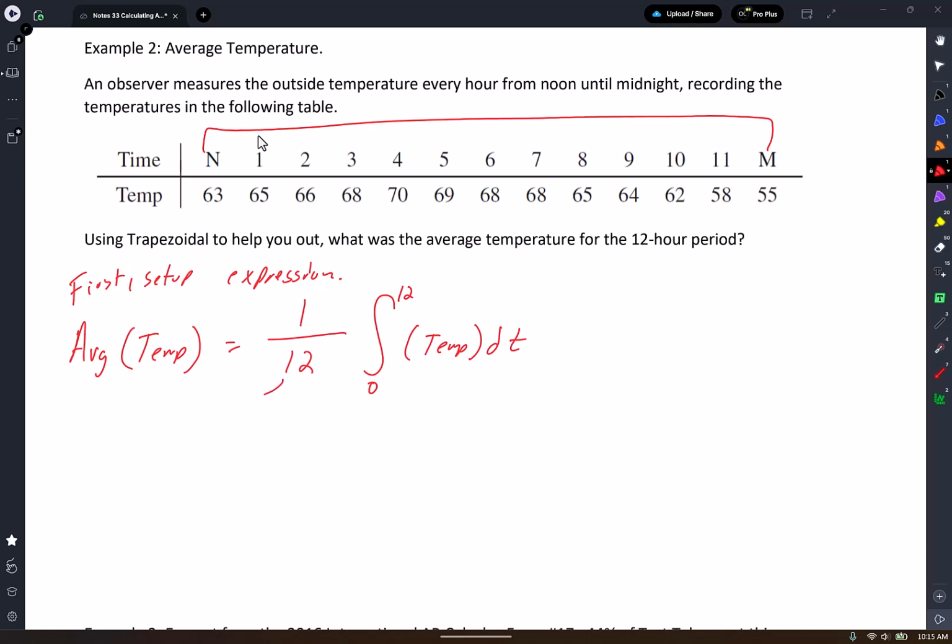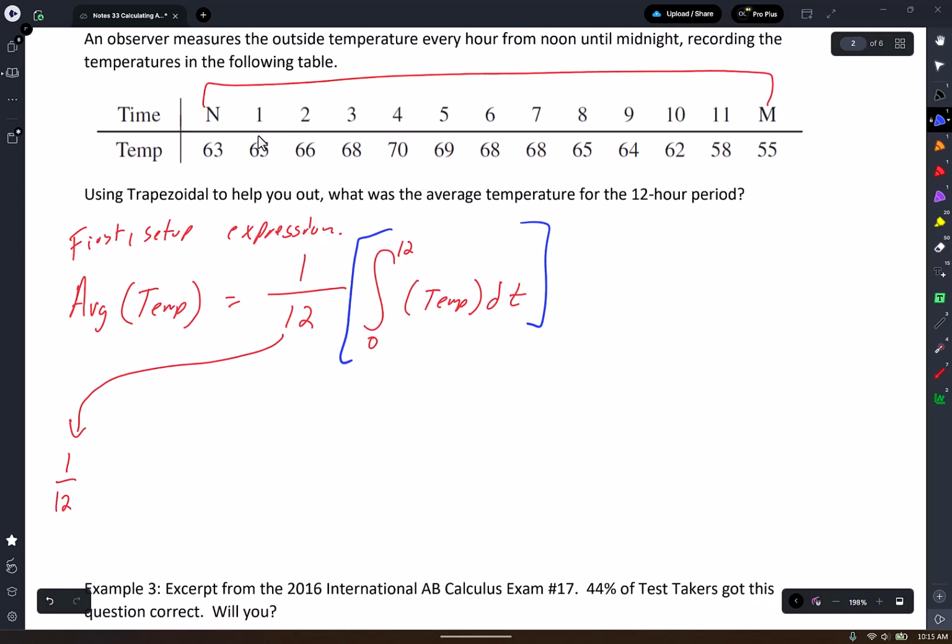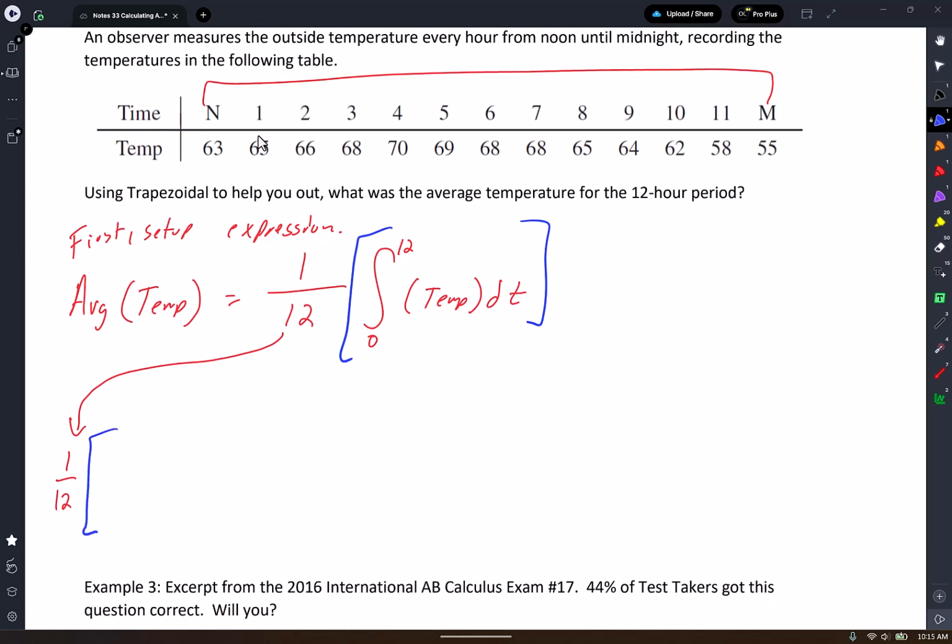All right, so this 1/12, I'm just going to write it right here, guys. 1/12. And then I'm going to put this here in a bracket. So I'm going to write bracket. And I'm using trapezoids to help me find the area under that curve.